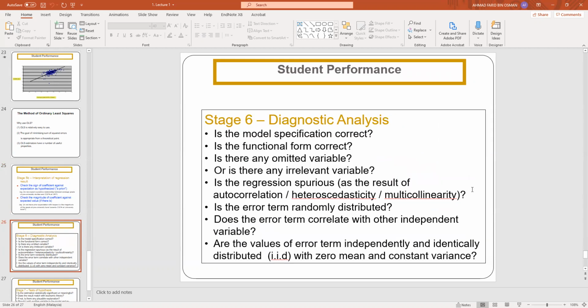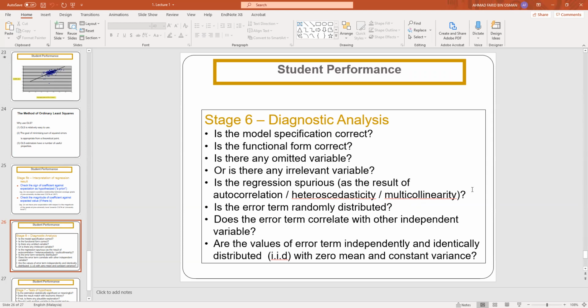The next step is to perform diagnostic analysis in order to determine whether we use the correct specification of the model. So, is the model specification correct? Meaning, for example, whether we use the correct independent variables in the model. That's what we call whether the model specification is correct or not.